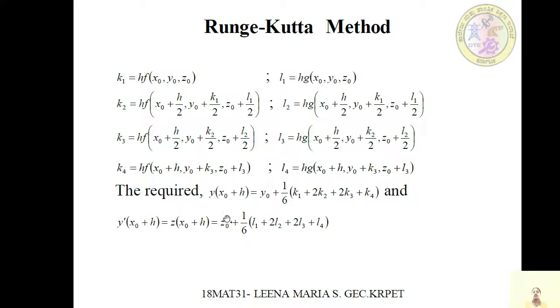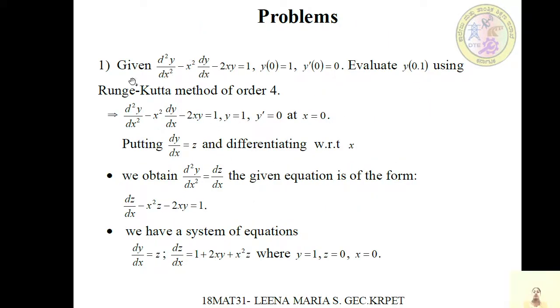Using this formula of the Runge-Kutta method, we are going to see the problems. First problem: given d square y by dx square minus x square dy by dx minus 2xy equals 1, with the conditions y of 0 equals 1 and y dash of 0 equals 0, evaluate y of 0.1 using the Runge-Kutta method of order 4.